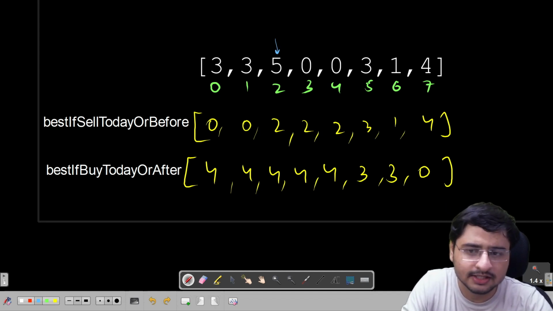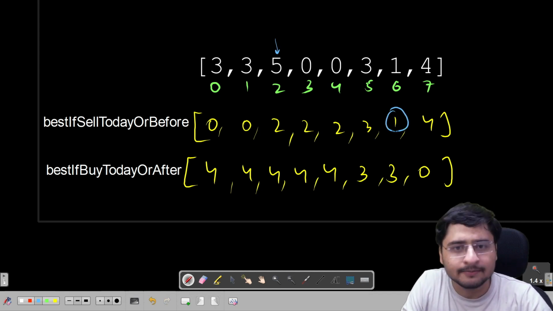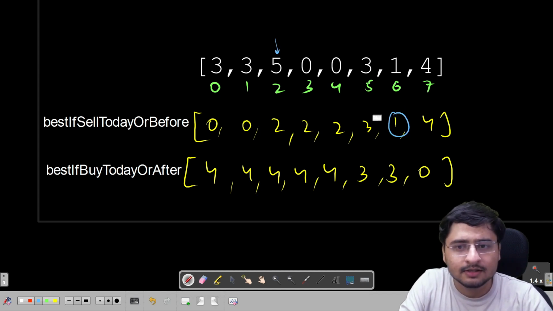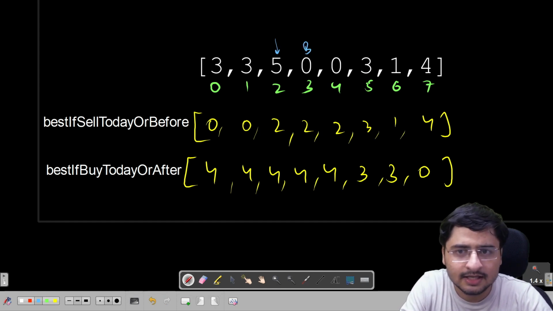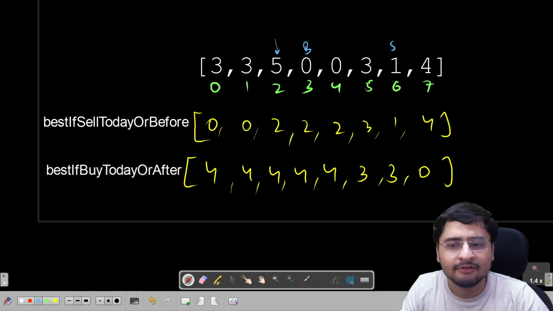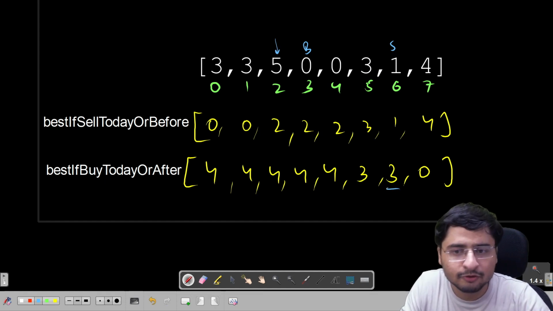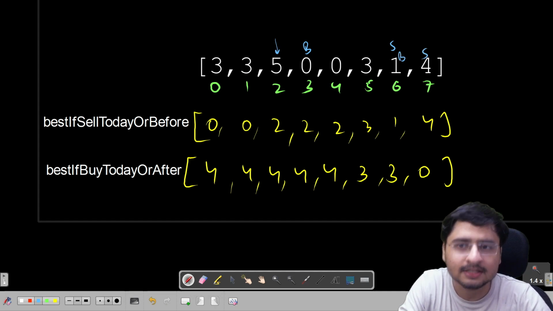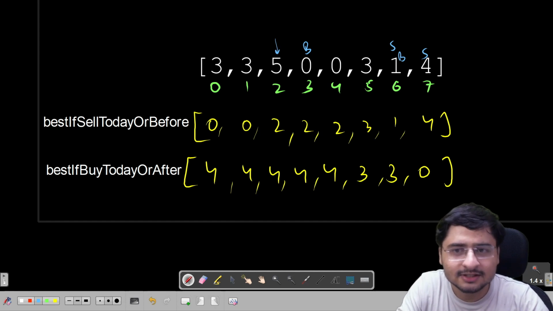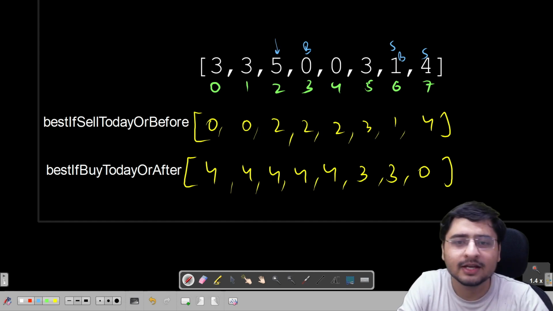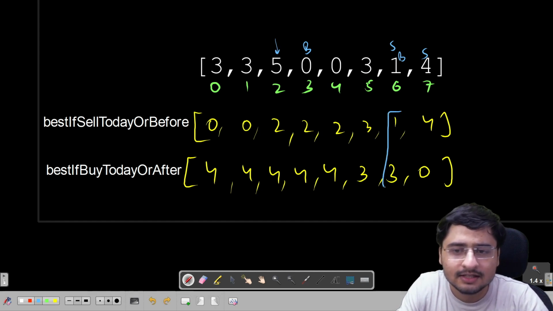Let's consider this particular case. If I sell today, I'll be able to make a profit of 1. This means buy here and sell here. And if I buy on this particular day, I'll be able to make a profit of 3. This means I'll buy here and sell here. What this means is that these are the 2 transactions, and the total sum you are able to make out of these 2 transactions, if you consider this particular index, is 4.